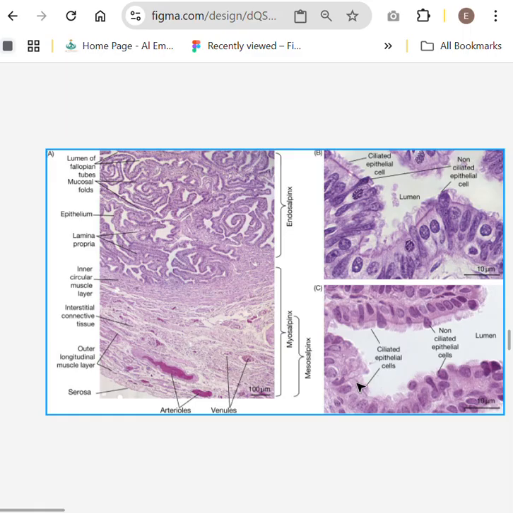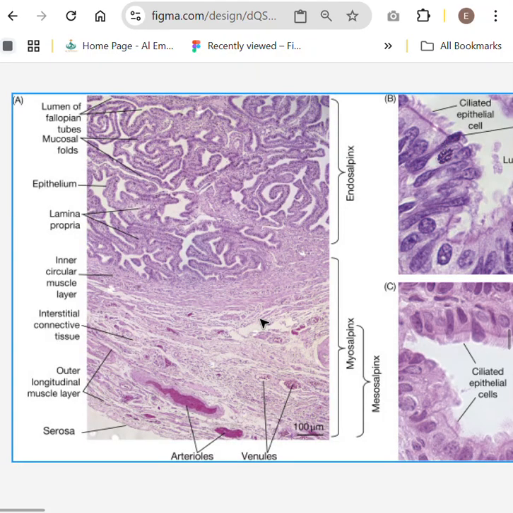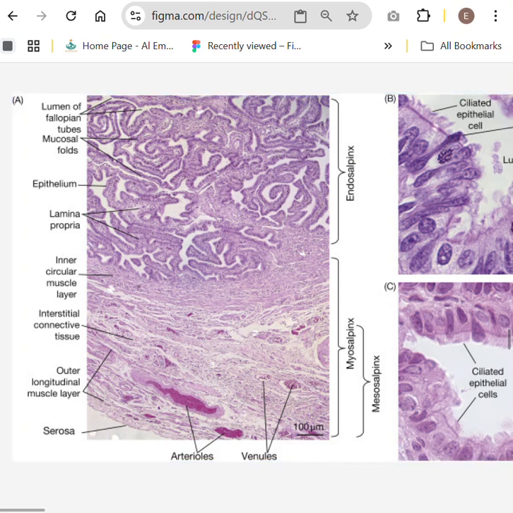And I said that the muscular fibers of the wall of the tube are arranged in an inner circular layer, so this is the inner circular muscle layer, and an outer longitudinal layer. You can see the outer longitudinal layer here, right? So this is the endosalpinx, this is the myosalpinx, this is the mesosalpinx. This is basically where the entire tube is covered by this, right?